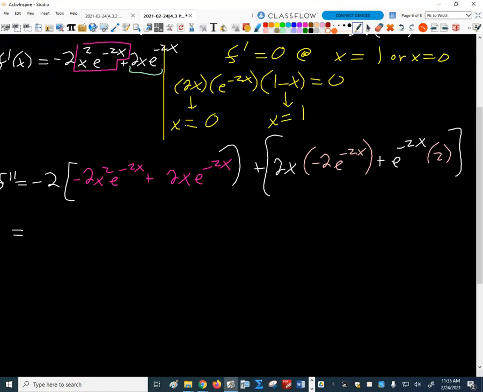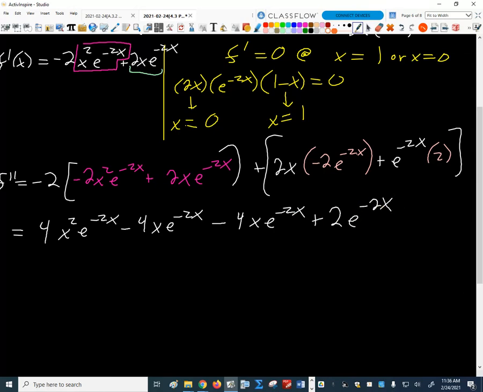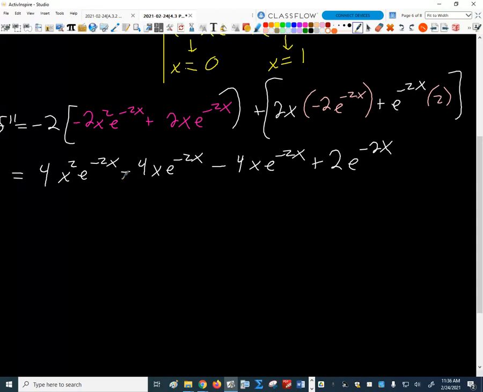So if I distribute my negative 2, I'm going to get a 4x squared e to the negative 2x minus 4x e to the negative 2x minus 4x e to the negative 2x plus 2 e to the negative 2x. And I could combine, these are like terms, aren't they? I could combine those.